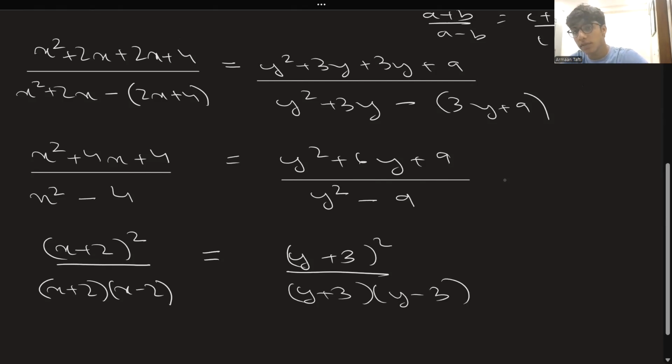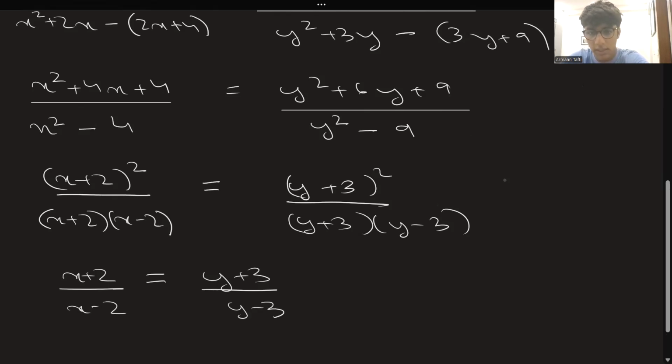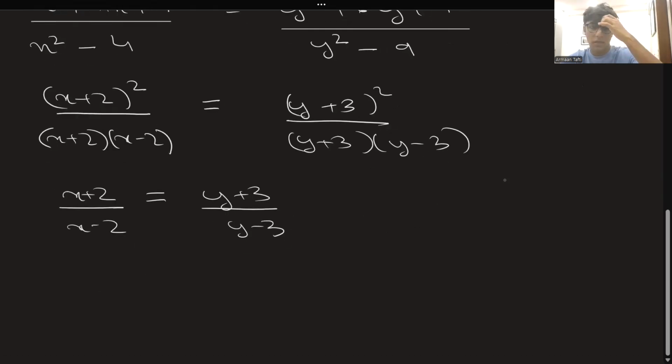This actually has a lot of factorization and expansion topics which you've studied in previous classes. So we can cancel one x plus 2 by this. So we get x plus 2 by x minus 2 is equal to y plus 3 by y minus 3. You can cancel one of the y plus 3's. And now you can apply another CND here.